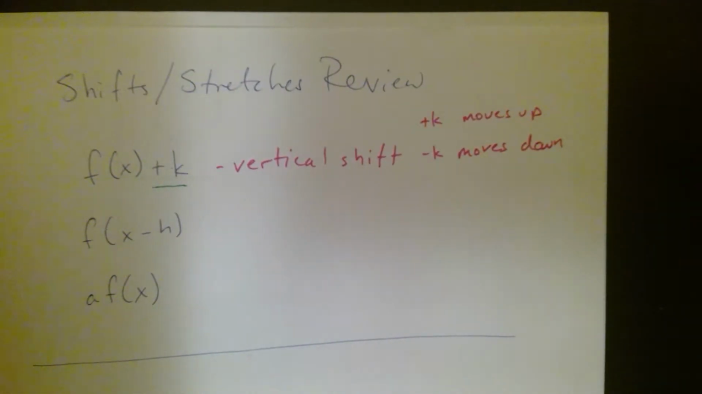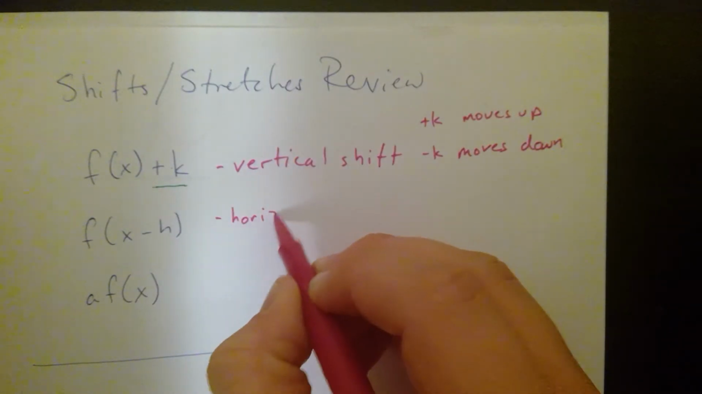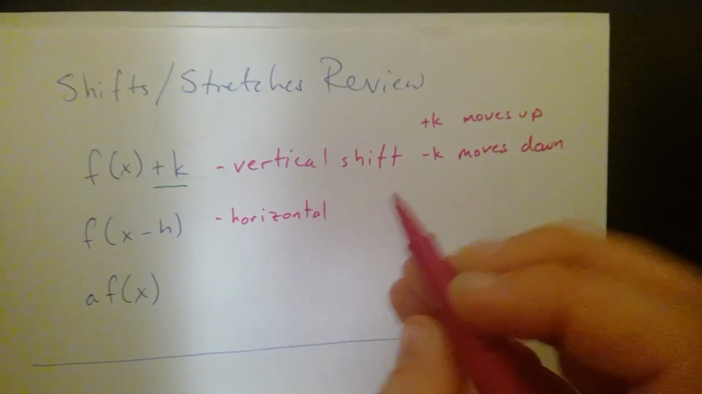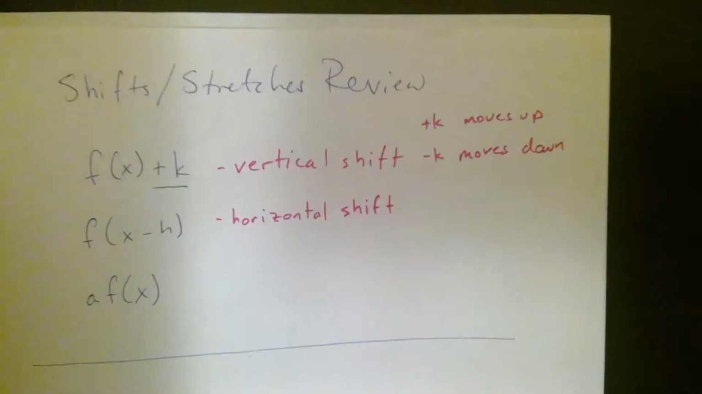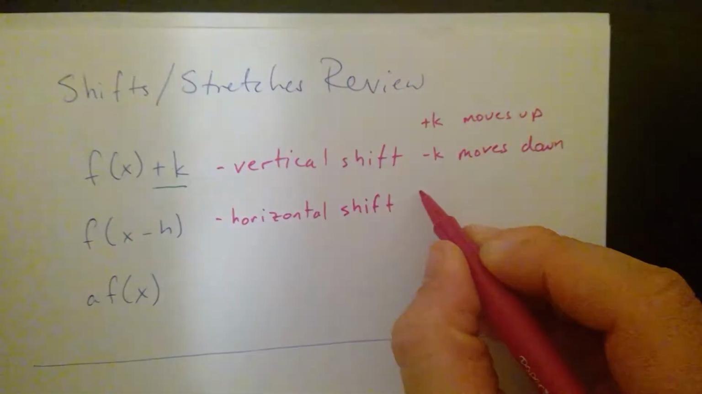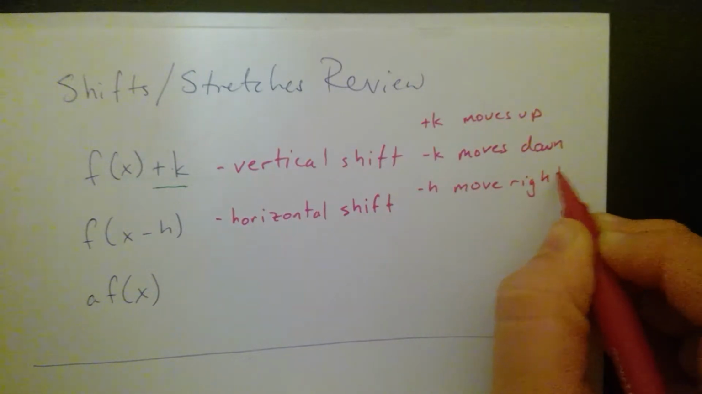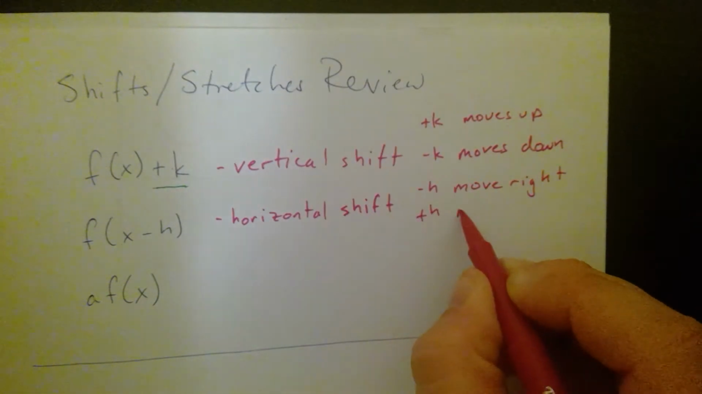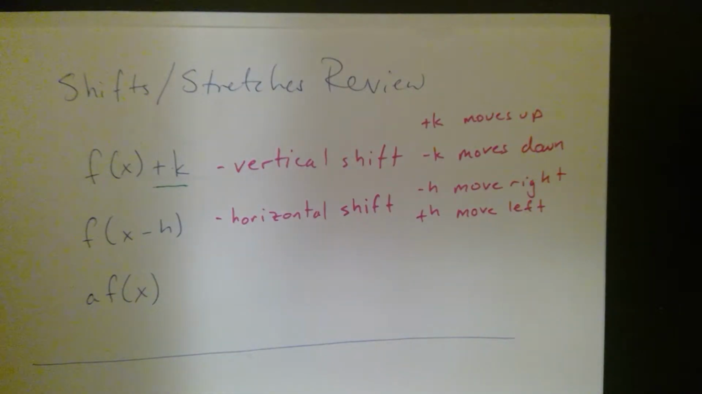Now f of x minus h, this one is a horizontal shift. This is the set that kind of gave us problems because this does the opposite of what we think it should do. If we have minus h, we will move right. If we have plus h, we will move left. The important thing is to recognize that if it's x minus h, it's moving to the right. If it's x plus h, it's moving to the left.